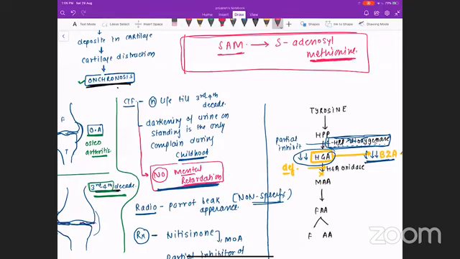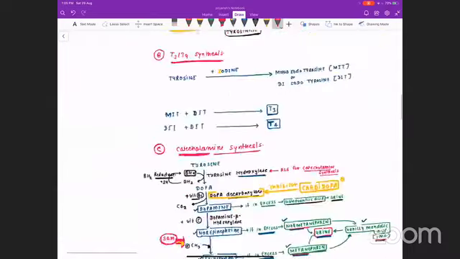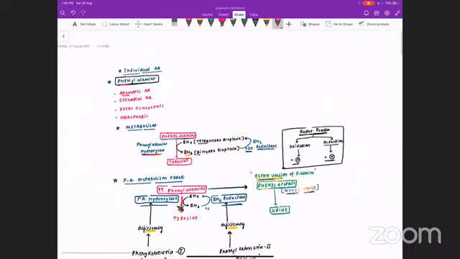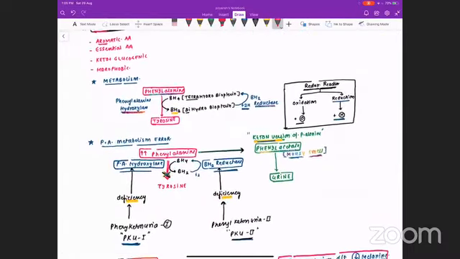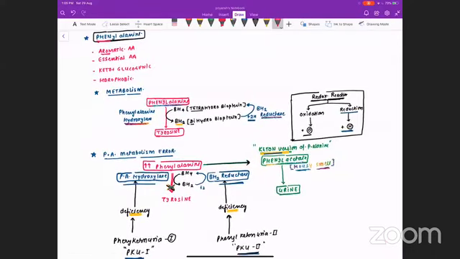So someone has missed the first slide. I am showing you the first slide if you have not written it, so you can take a screenshot. S-adenosyl methionine. The first thing that we discussed today was the amino acid phenylalanine. This was the first slide.